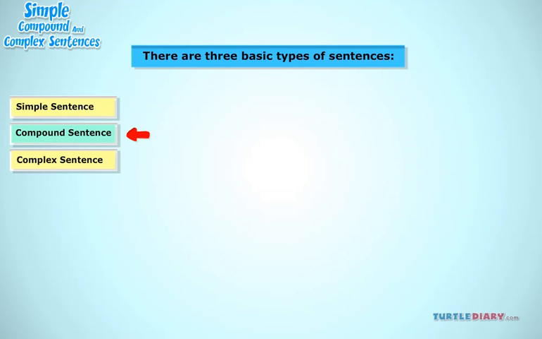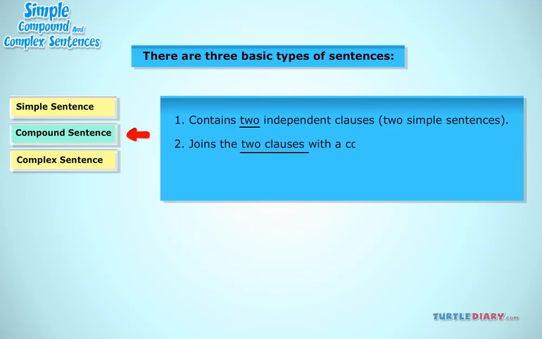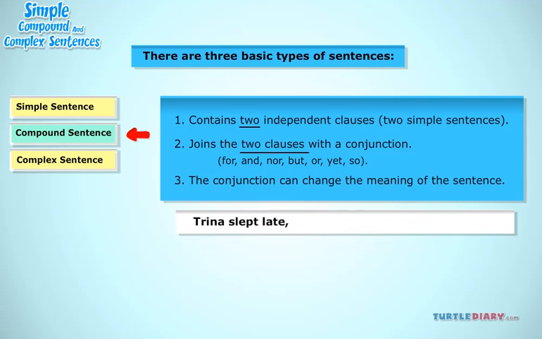Compound sentence. 1. Contains two independent clauses or two simple sentences. 2. Joins the two clauses with a conjunction. 3. The conjunction can change the meaning of the sentence. Example: Trina slept late, yet she made it to school on time.